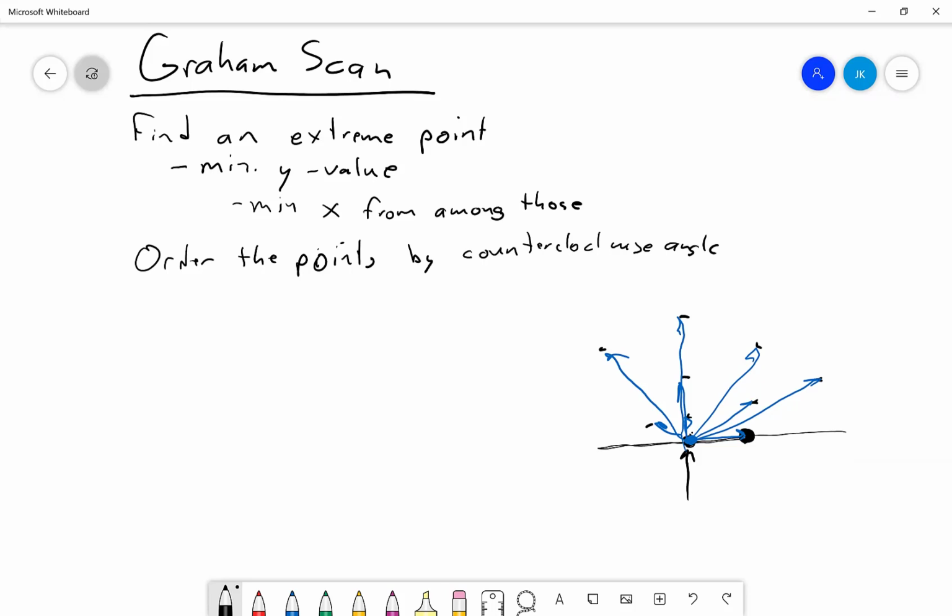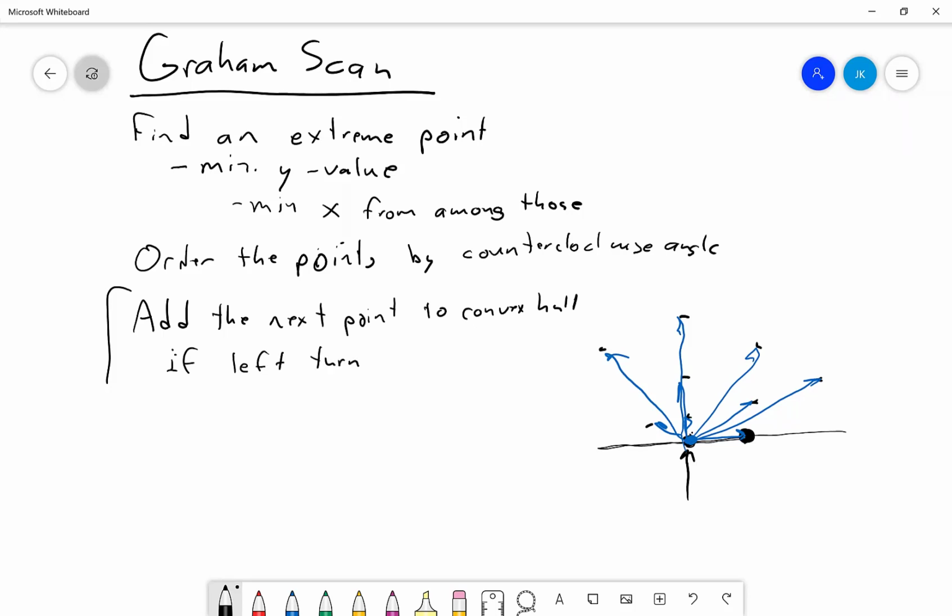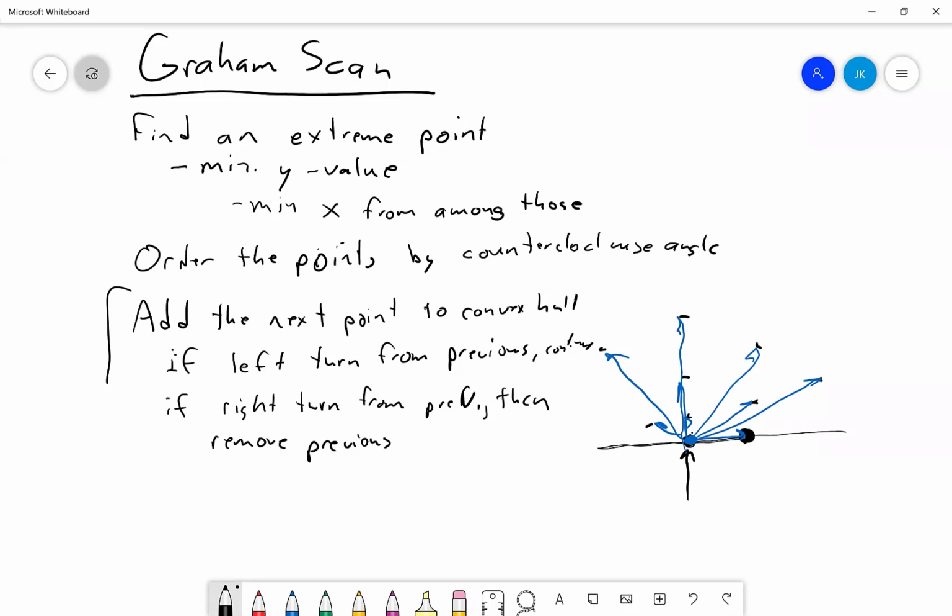Okay, and then what I'm going to do is I'm going to repeat this process over and over, where I will go from one point and I will add the next point to the convex hull. If it is a left turn from the previous, then I just continue. However, if it is a right turn from the previous, then I will remove the previous one. Okay, and I'm going to repeat that over and over. So as many times as there's a right-hand turn, I'll remove it.